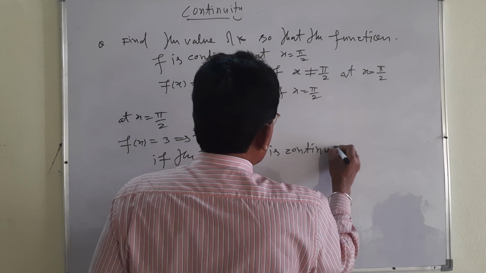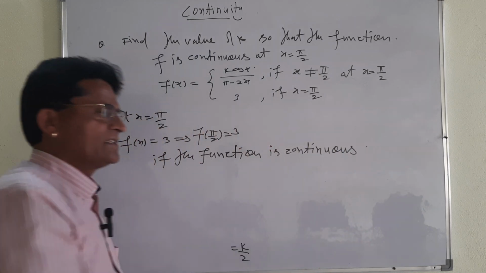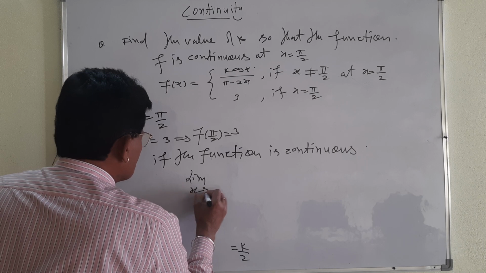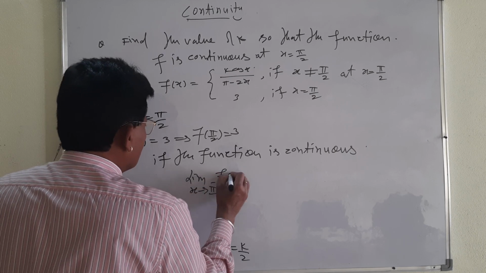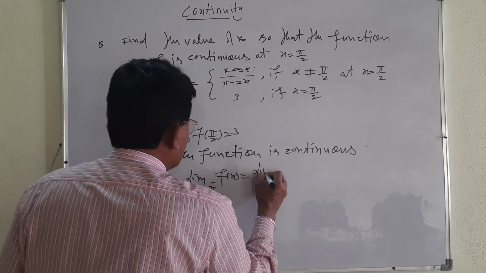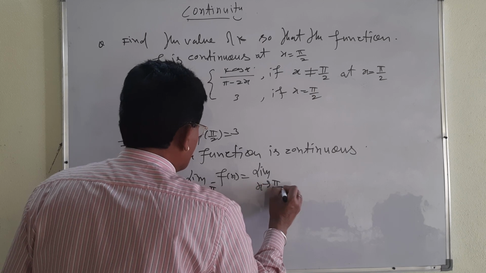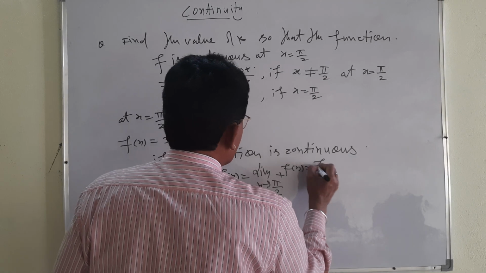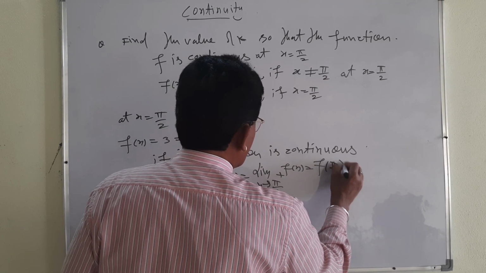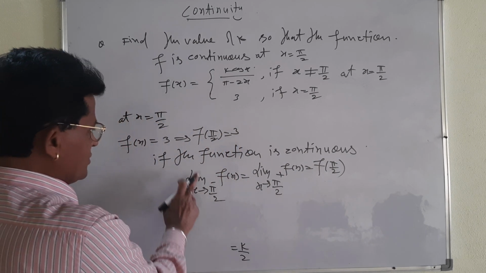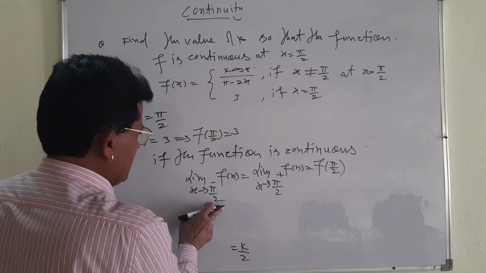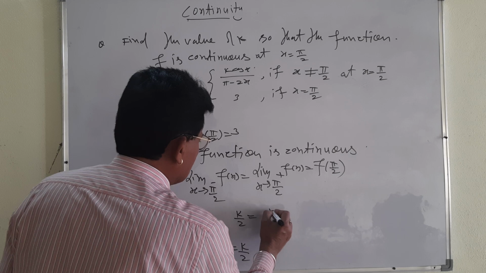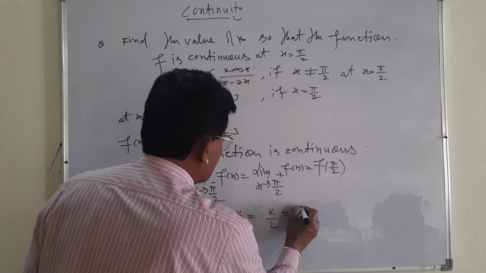the most important point I am going to discuss with you: if the function is continuous, then what will you use? Left hand limit of the function, limit x tends to pi by 2 negative f(x), will be equal to limit x tends to pi by 2 positive f(x), and it will be equal to f(pi by 2). Okay, its value I told you already, left hand limit at pi by 2 is k by 2. The right hand limit is also k by 2, and it will be equal to 3.